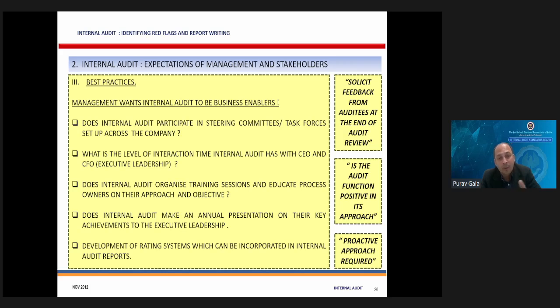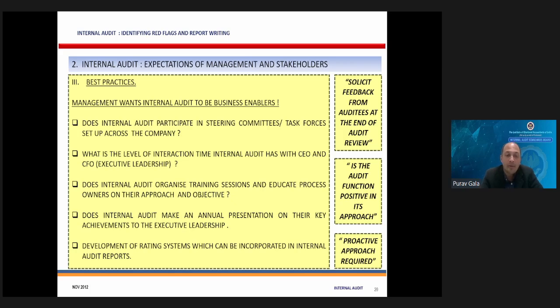How many of you actually propose to clients that look, we will train your staff on following certain SOPs, be it tax, be it accounting as well. Do we make an annual presentation on key achievements to the executive leadership? How many of us actually solicit feedback from auditees? Because per se, audit always has a negative connotation.